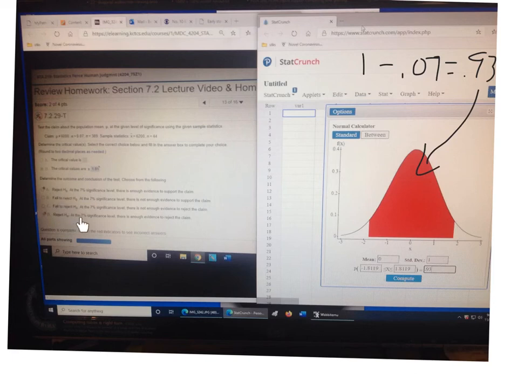So it was rejected here. Then at the 7% level, there's enough evidence to support the claim. That's what you say when you reject it. So when you reject a null hypothesis, you're supporting a claim, which is the alternative hypothesis. I hope this helps.